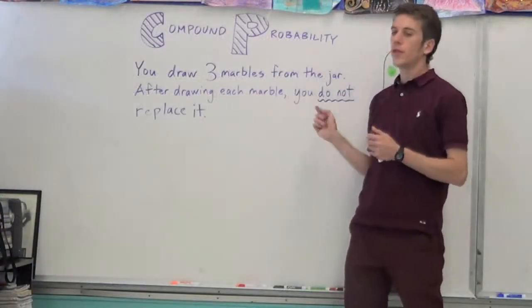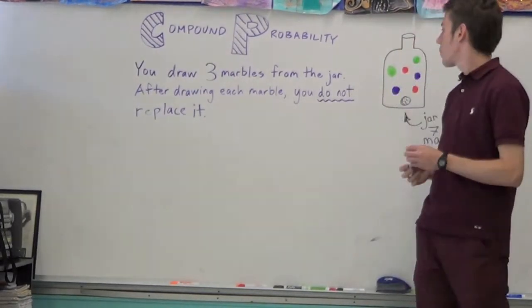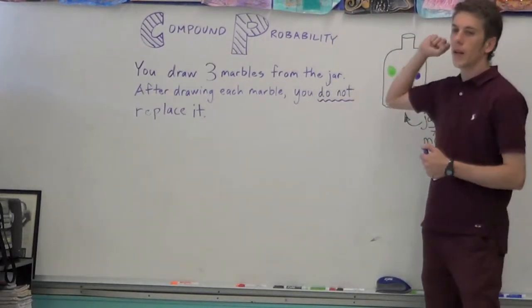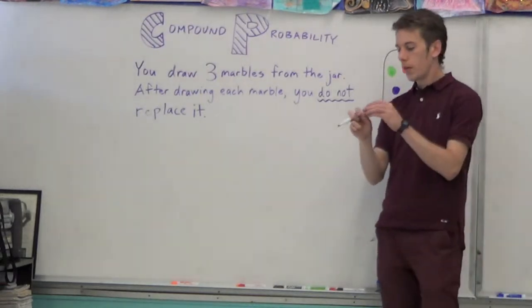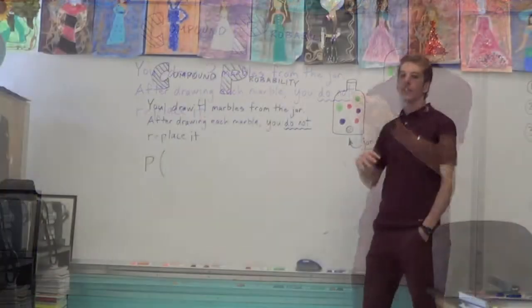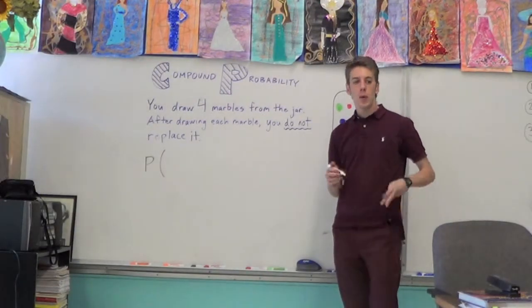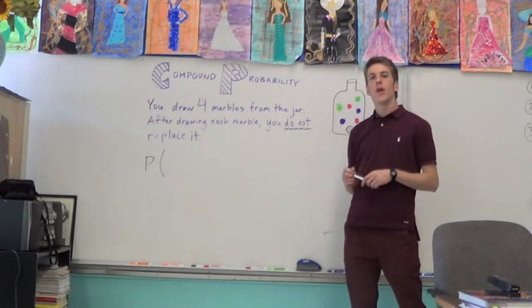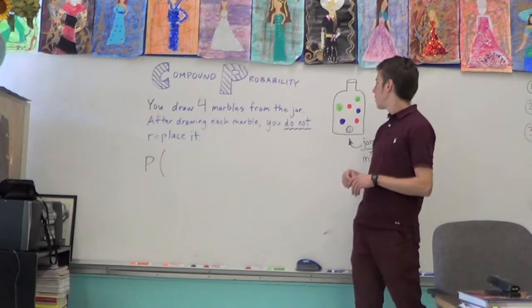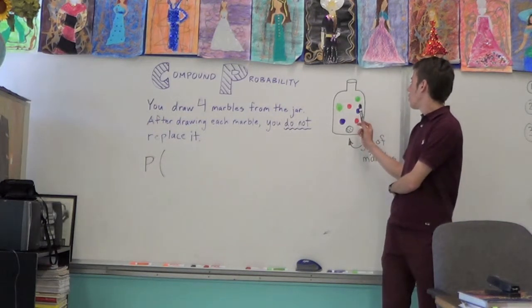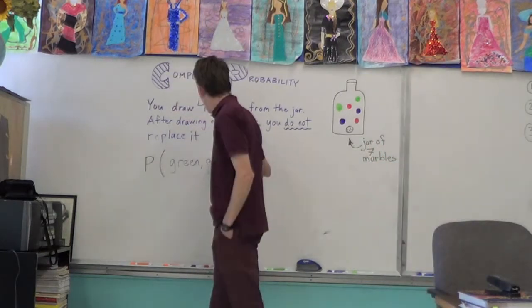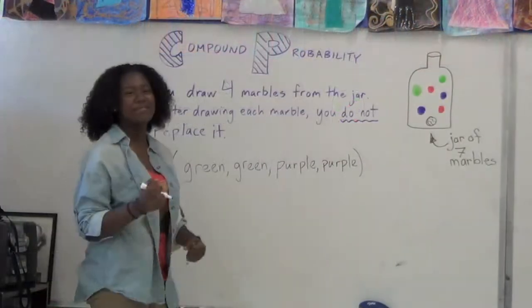After drawing each marble, you do not replace it. So we change the problem around. That means if you take a marble out of the jar, you're not going to put it back in. It's going to change something very important. For this one, you want to find the probability that you don't draw in these 4 marbles the striped or the red at all. Okay. I'm Samara.